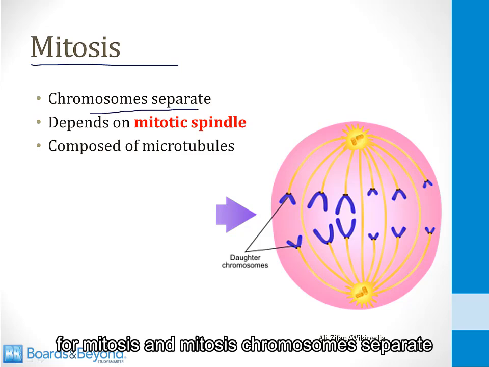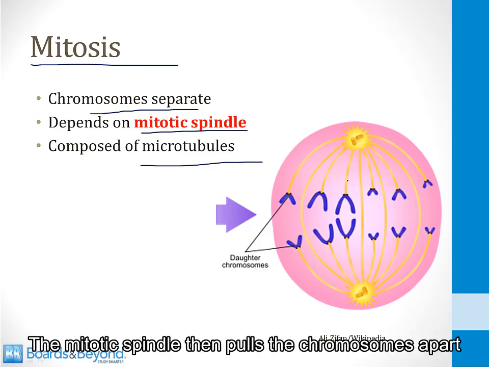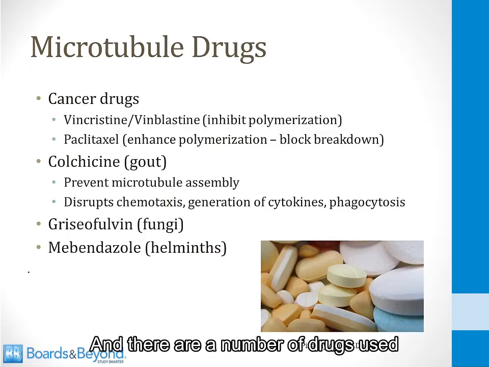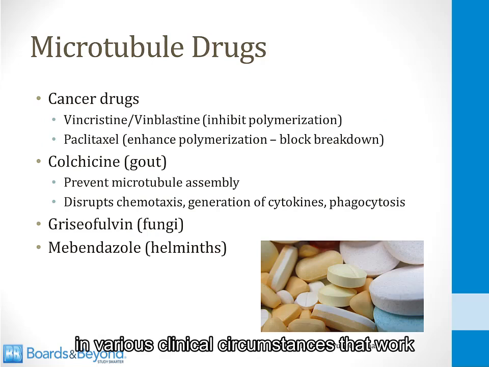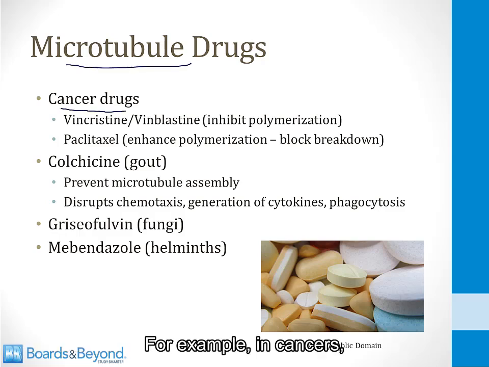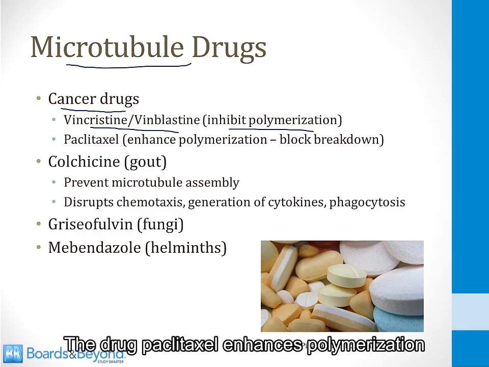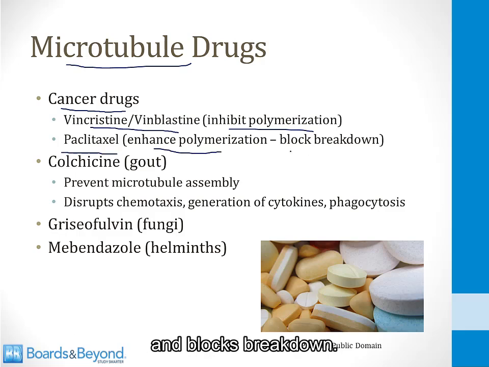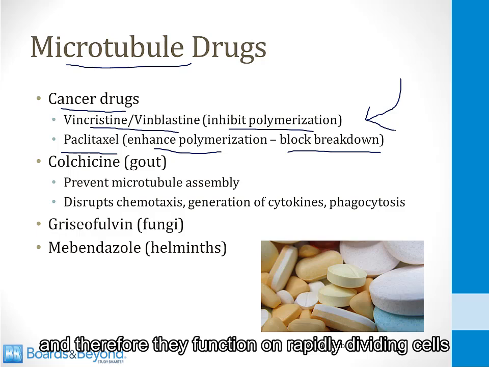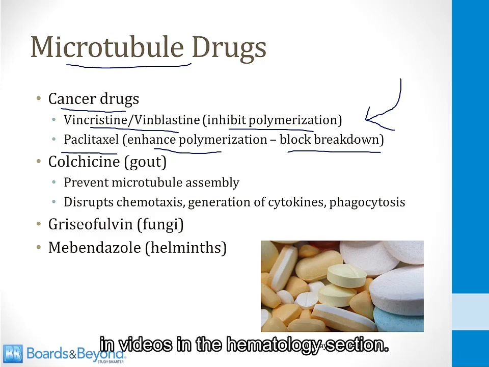In mitosis, chromosomes separate by lining up on the mitotic spindle, which is made up of microtubules. The mitotic spindle then pulls the chromosomes apart so that the cell can divide and form 2 daughter cells. There are a number of drugs used in various clinical circumstances that work by acting on microtubules and inhibiting their function. For example, in cancers, the drugs vincristine and vinblastine inhibit polymerization of microtubules. The drug paclitaxel enhances polymerization and blocks breakdown. Both of these drugs inhibit mitosis, and therefore they function on rapidly dividing cells, including cancer cells. I discuss all of these drugs in more detail in videos in the hematology section.